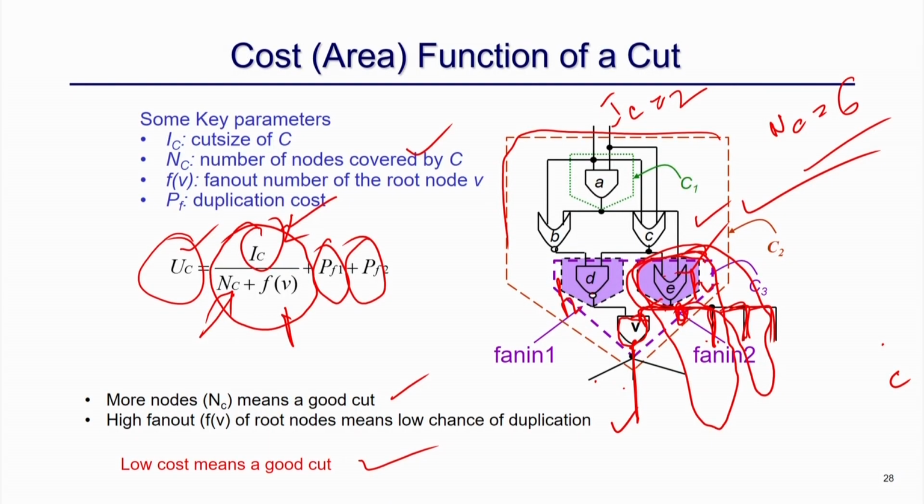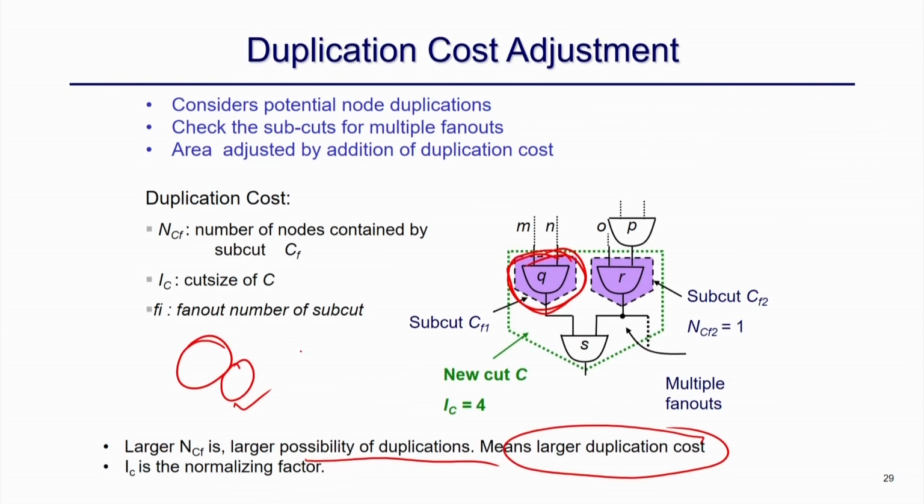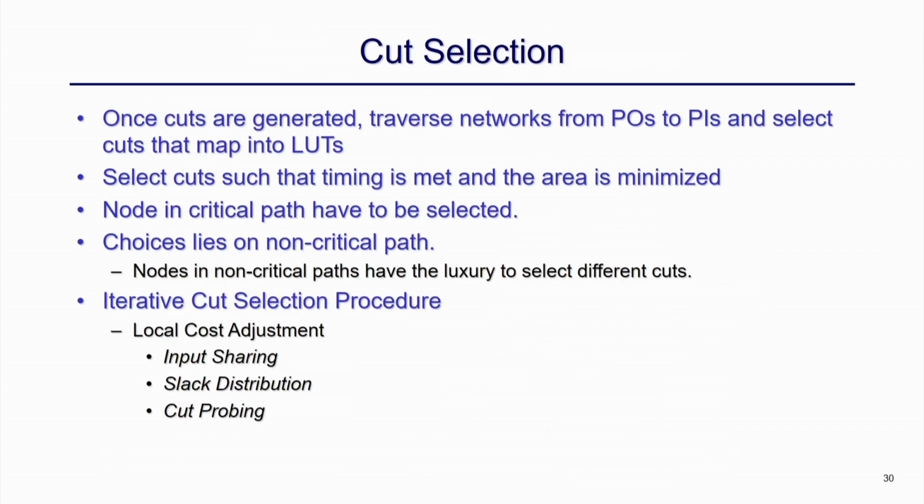So, that will increase the cost. As I mentioned, the low cost is good. So, if there is no such fan out, this will be 0, so there is no impact of that. So, the cost will be less. But if there are a lot of nodes, then the cost will be high, and there is a high chance of duplication. So, we try to increase the cost of this particular cut, and we try to mention that this may not be a good cut. Okay. So, this is how we are going to handle this duplication.